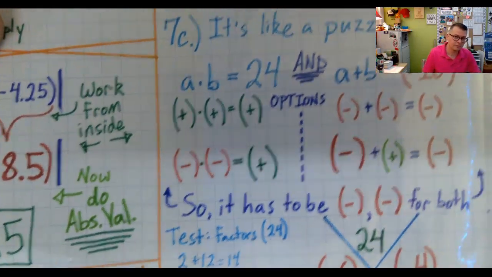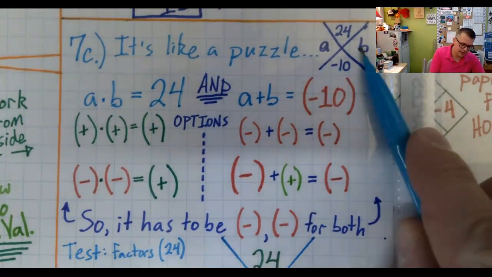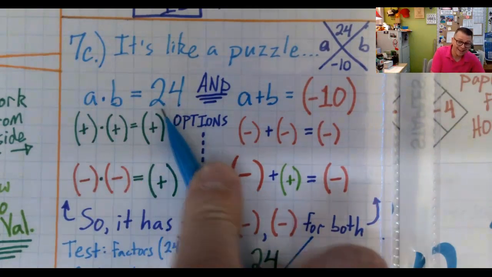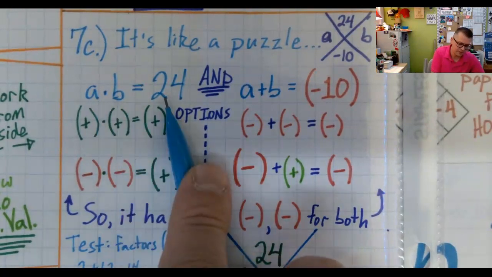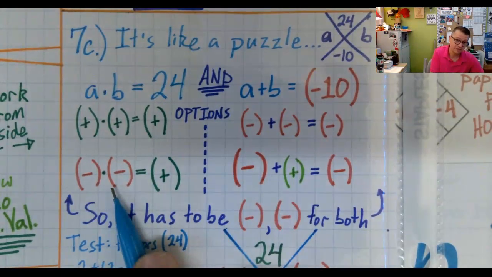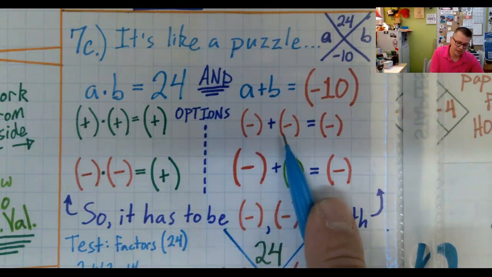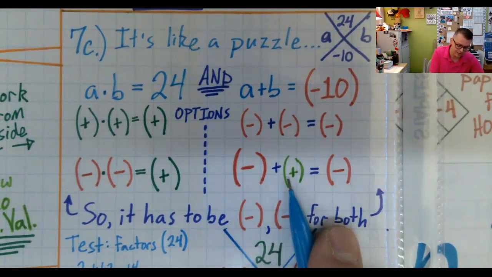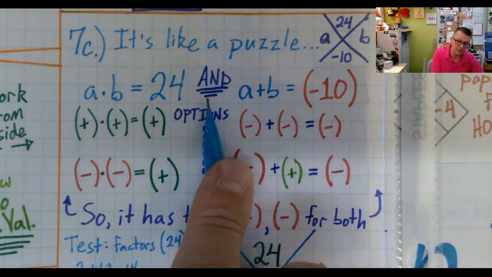7C was kind of like a puzzle. So we know that our numbers A and B, or X and Y, whatever you want to call them, multiply to make 24. And they got to add to make negative 10. So how could I make a positive 24? A positive times a positive, or a negative times a negative. So how could I make negative 10? A negative plus a negative, like two bad guys teaming up, or a big negative and a small positive? So which of these options jive with both of these?